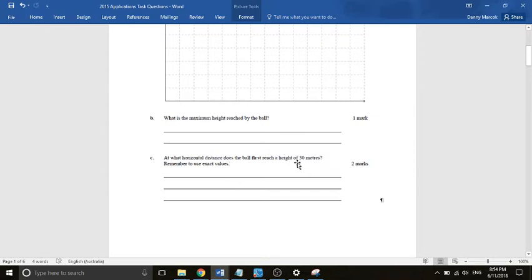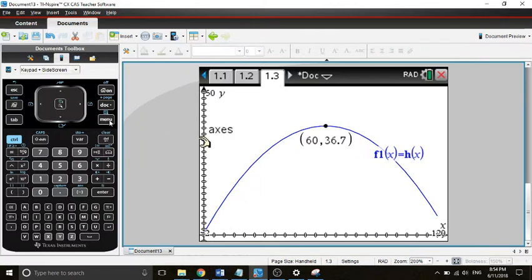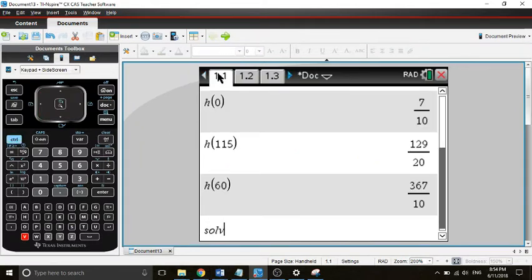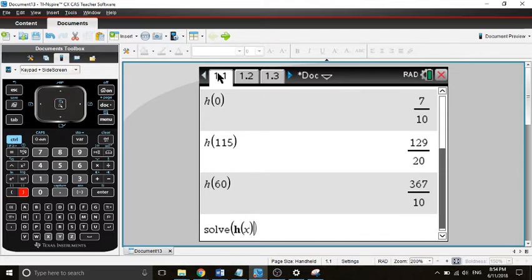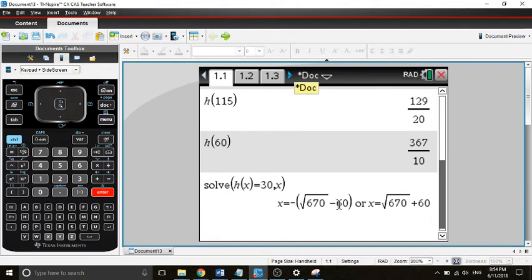What is the horizontal distance as the ball first reaches 30 meters? Okay, so we want to find where it reaches 30 meters. So let's go back. We're going to say solve h of x equals 30 for x, and it tells us it happens at these two values, and that's what it is. It's this thing here. You'd be writing that down.